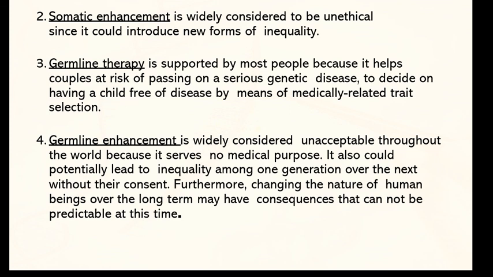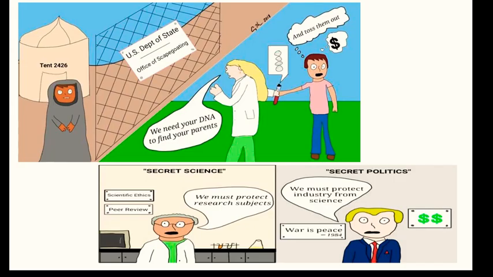Germline enhancement. Enhancement is widely considered unacceptable throughout the world because it serves no medical purpose. It could also potentially lead to inequality among one generation over the next without their consent. Furthermore, changing the nature of human beings over the long term may have consequences that cannot be predicted at this time. You can see the secret science, secret politics behind this bioethics.